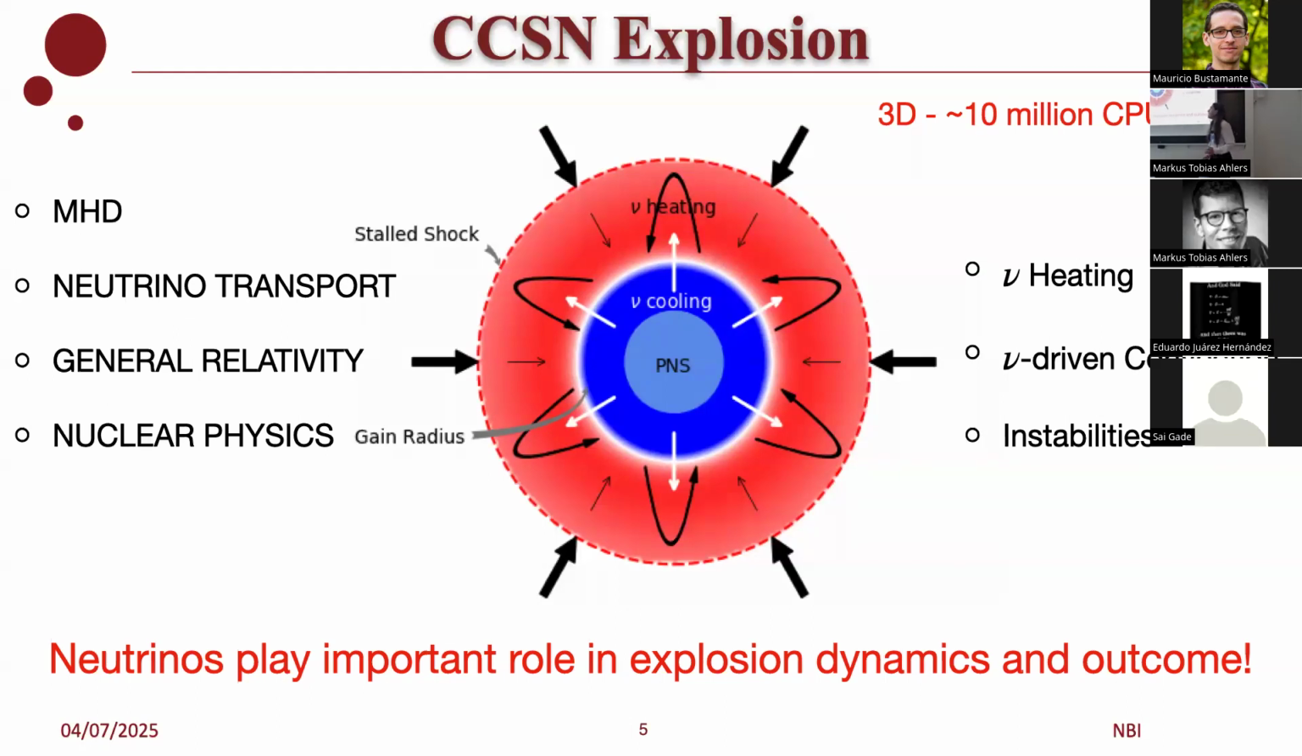So in that sense, it's crucial to properly model neutrino transport, but it's not that easy. It's quite challenging because not only do we need to model neutrino transport, we need to couple it with hydrodynamics, general relativity, and nuclear physics, and that can get quite expensive. As we stand at the moment, to give you an idea, one three-dimensional core collapse supernova simulation takes about a couple of months to complete, about 10 million CPU hours, so it's quite expensive.